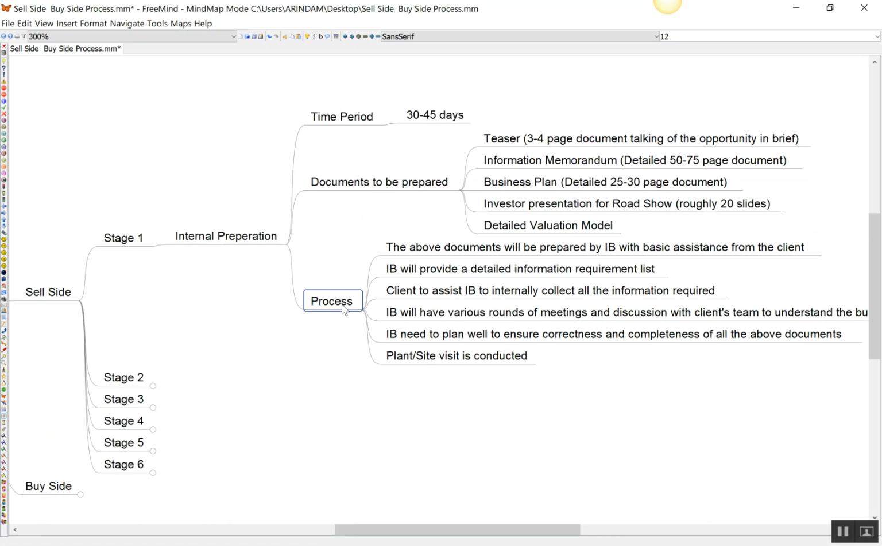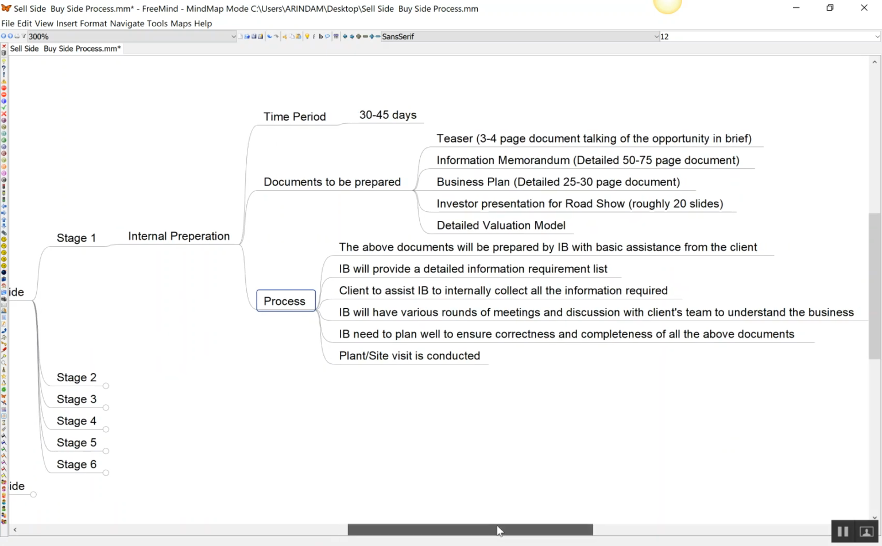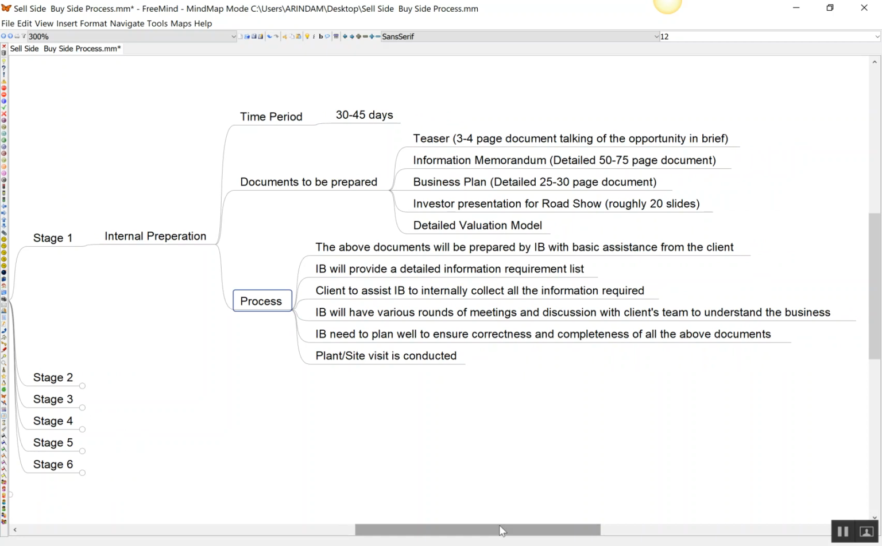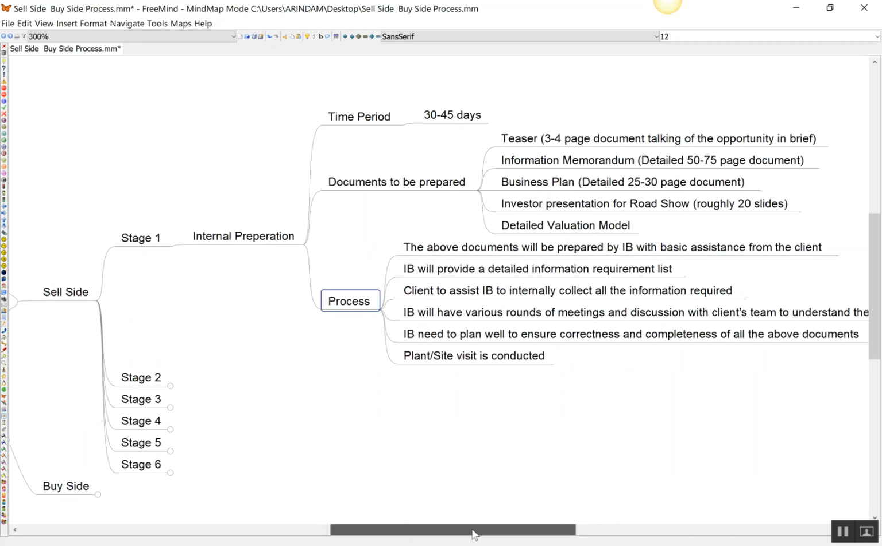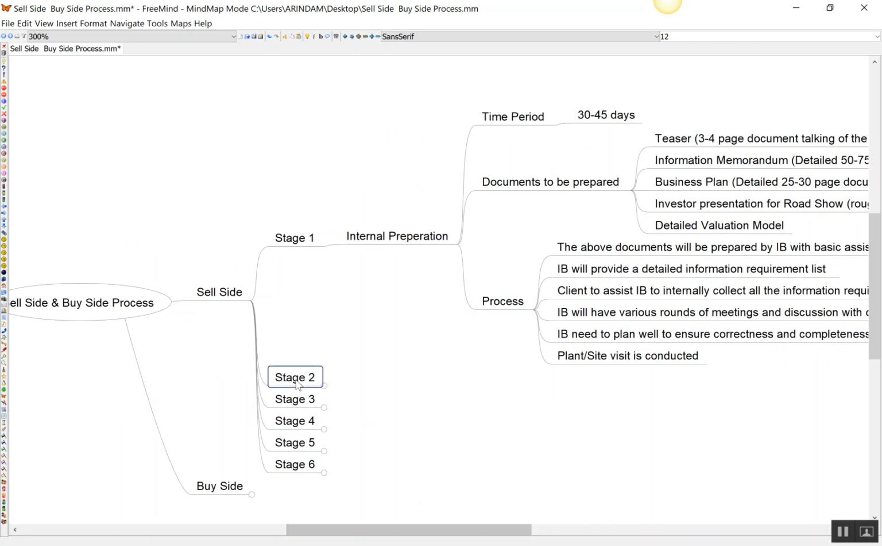How is the process undertaken? The above documents will be prepared by the investment bank with basic assistance from the client. The investment bank will provide a detailed information requirement list. The client needs to assist the investment bank to internally collect all the information that is required. The IB will have various rounds of meetings and discussions with the client's team to understand the business. The IB also needs to plan well to ensure correctness and completeness of all the above documents. And also a plant or site visit is conducted. So this forms stage 1 on the sell side.